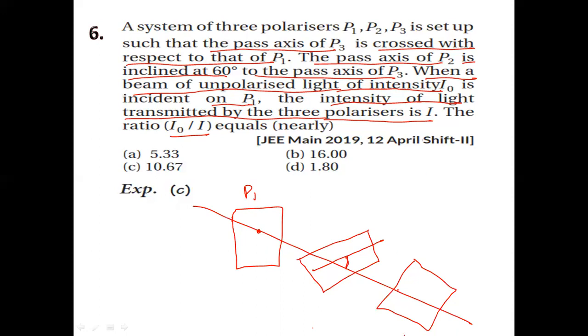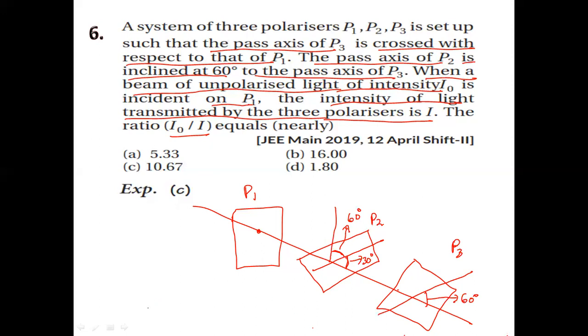Okay. Now you can see this one. Let us consider this value they give as 60 degrees. This is P2 and this one is P3. So here it is 30. And here the theta is 60.